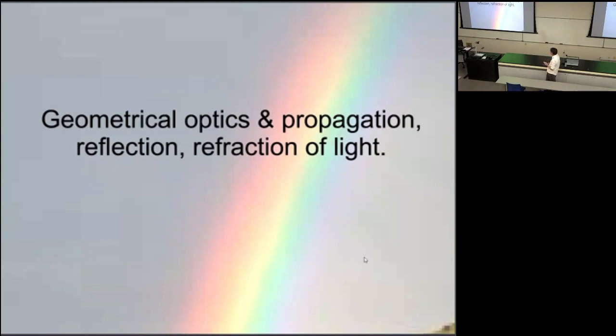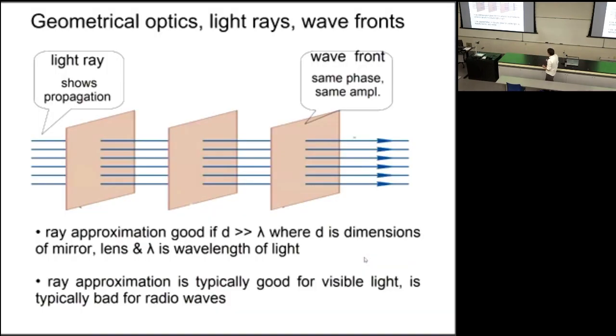Right, let me get on with propagation, reflection, refraction of light. This is a world of what we call geometrical optics. Geometrical optics, that's a code word for propagation, reflection, refraction of light. And we're going to look at that. Okay, so here's geometrical optics.